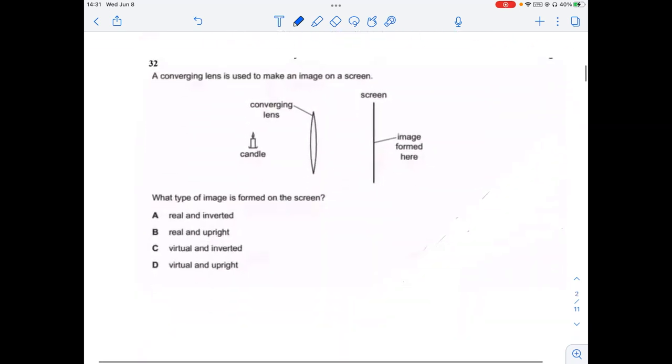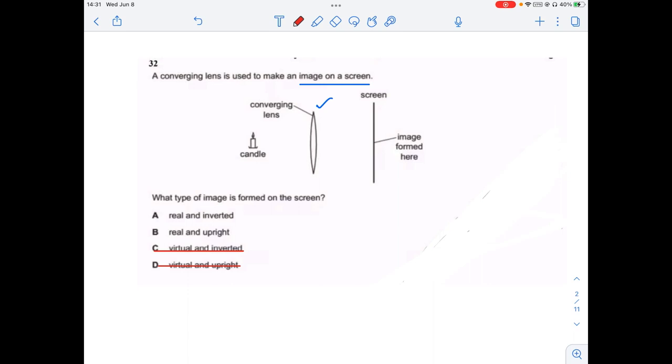Coming to question number 32. What is being said in question number 32? A converging lens is used to make an image on a screen. This sentence itself says that if it is an image on a screen, it's going to be a real image. As soon as we see that, the virtual image options, part C and part D, are cancelled. So those two are wrong options.